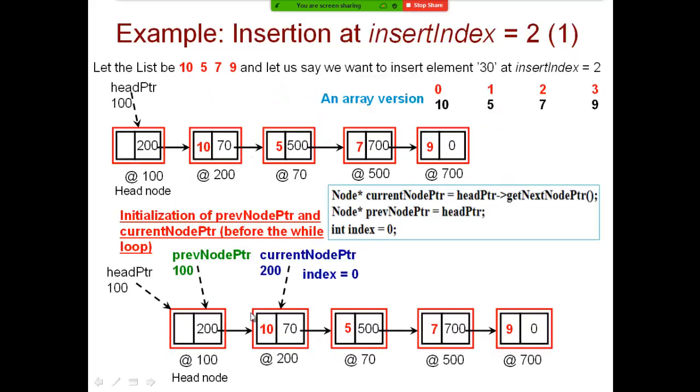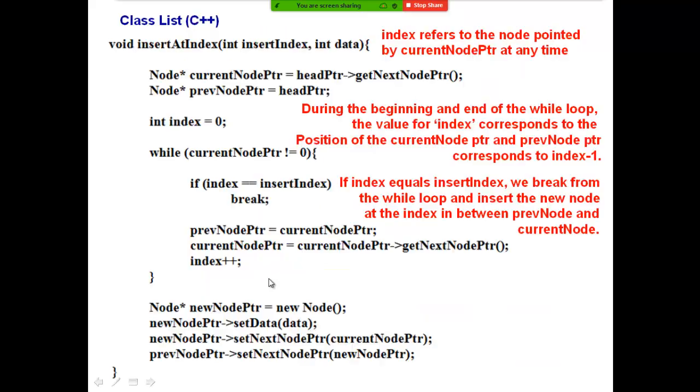So current node pointer is 200, it's not null, so you can get inside the loop and check if you have reached the index where you want to insert. So index equals 0 currently, insert index is 2, so 0 not equal to 2, so you don't break from the loop, continue the rest of the loop.